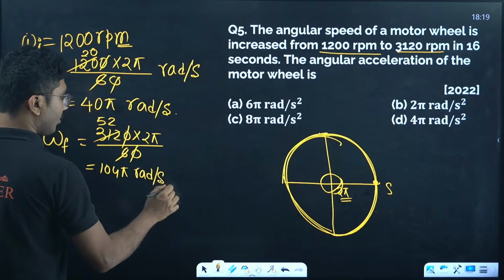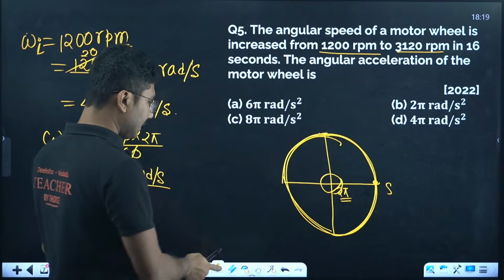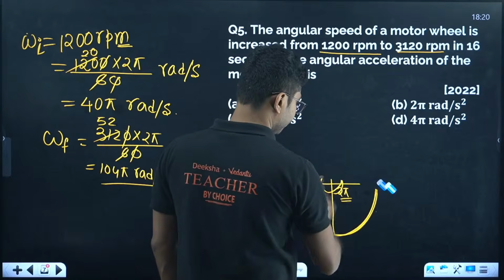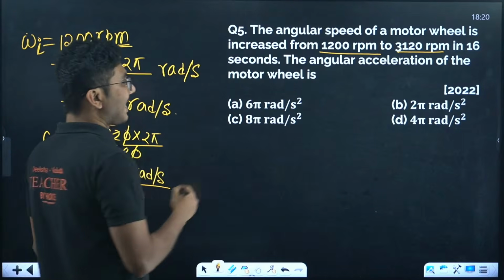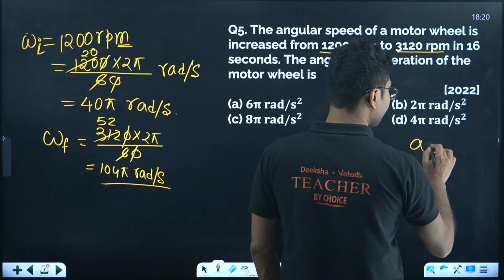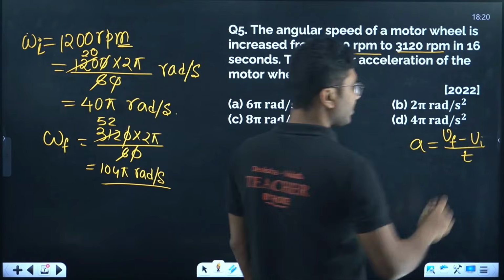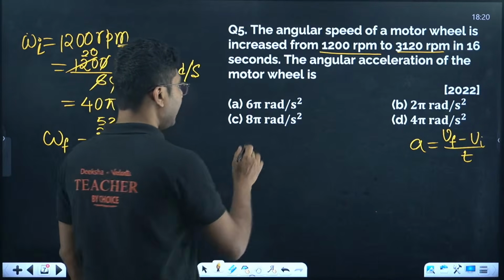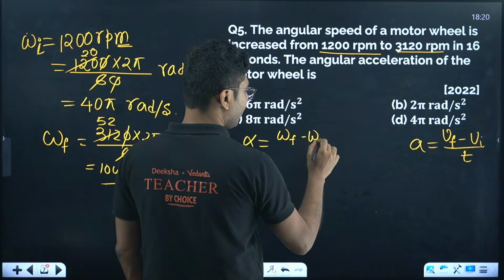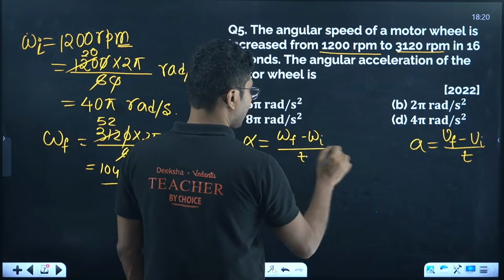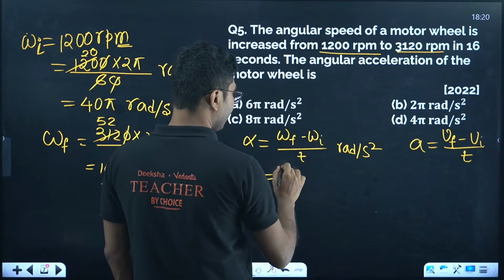Now what do we have to do? Omega I and omega f are calculated. Now we will use the same thing that we used in linear motion, that is acceleration. What is the acceleration in linear motion? Acceleration was final velocity minus initial velocity divided by time. Similarly, angular acceleration has the same formula, only in terms of rotational velocity, divided by time, and the unit will be radian per second square.